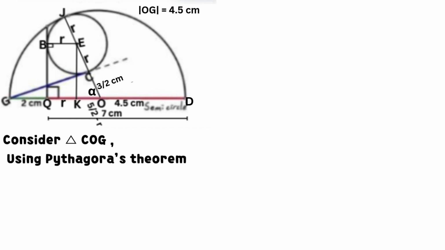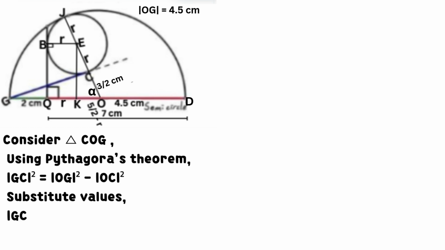Consider triangle COG. Using Pythagoras' theorem, the square of line GC equals the square of line OG minus the square of line OC. Substitute values. The square of line GC equals the square of half of 9 minus the square of half of 3, which equals 18.